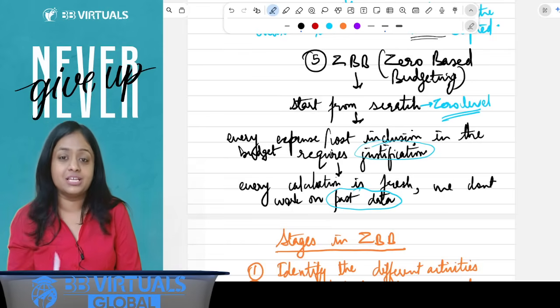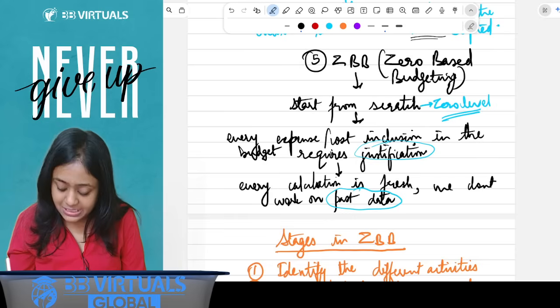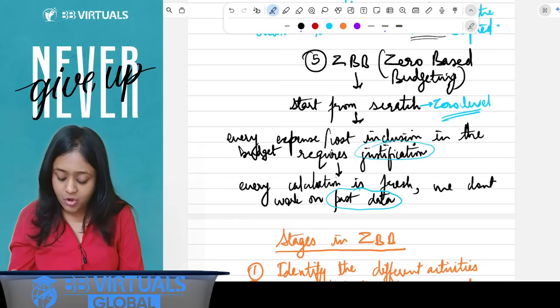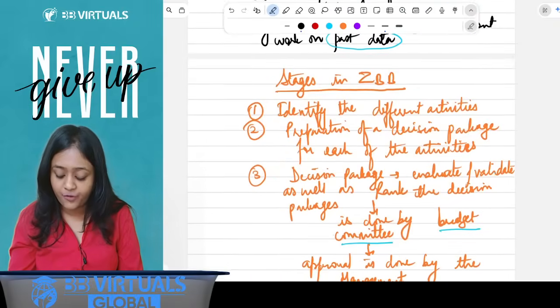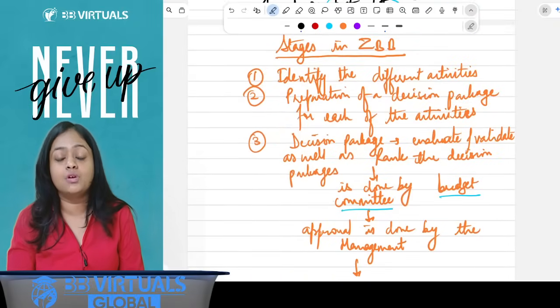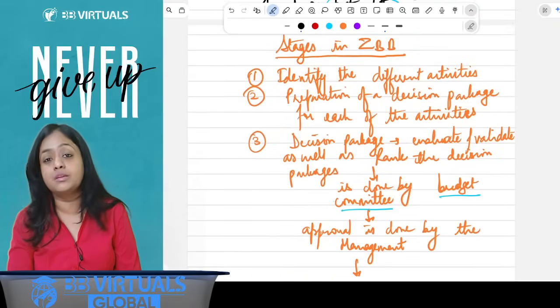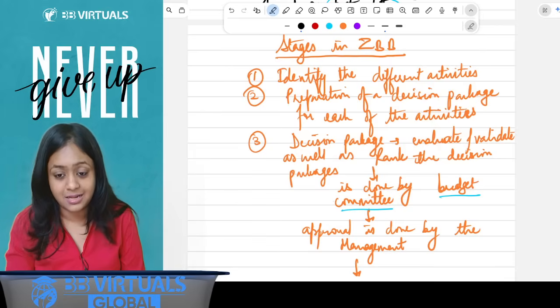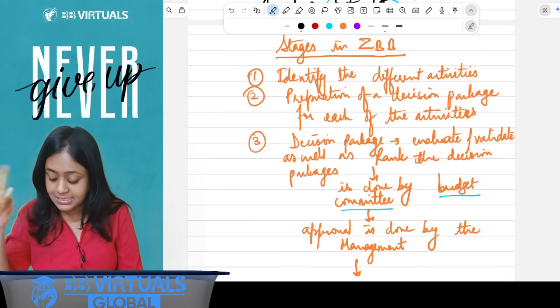So validation has to be done. So it starts from scratch, zero level only. Every expense or cost inclusion has to be justified. And we always do start fresh. We don't follow incremental budgeting here for ZBB. That is, we don't rely on the past data. The steps in ZBB is step 1.